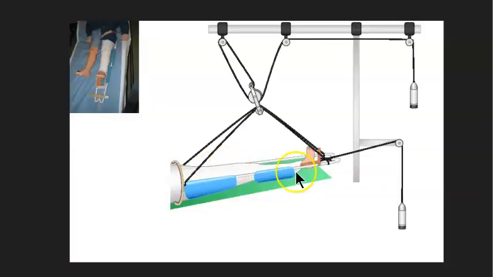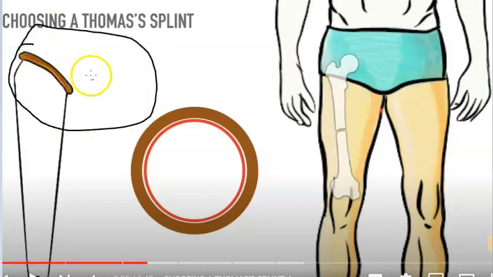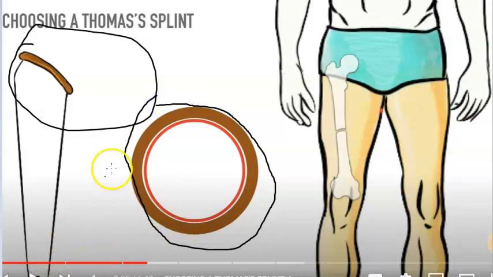Here they have shown you the Thomas splint with the pulley, etc. But without the pulley, you can imagine in the emergency the patient is brought in, right? So this is how it is fixed to the lower limb. You can see here there's a ring, right? Are you able to see the ring? So this is the ring. This ring is the one that you have to insert into the lower limb, which is very painful.